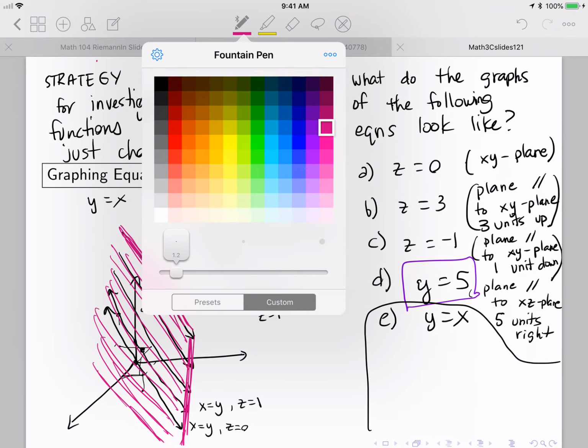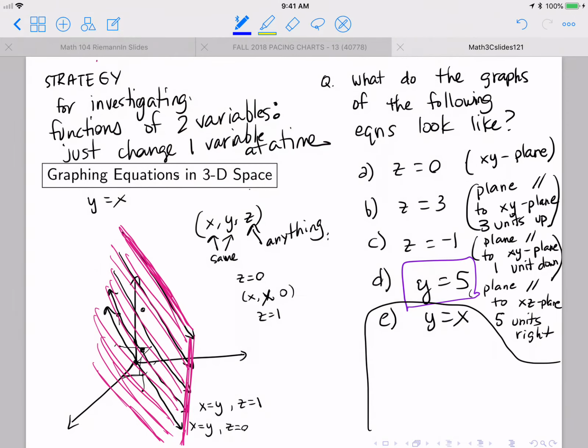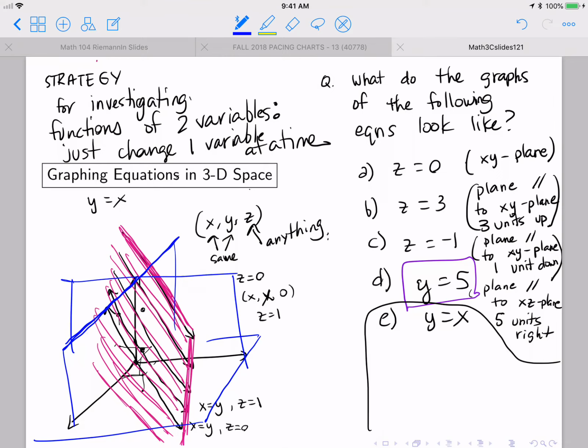Now just to help us see what's going on here, this is the xz plane. This is the xy plane. And this is the yz plane. And so this x equals y plane is kind of bisecting, if you will, all three of the planes like that.